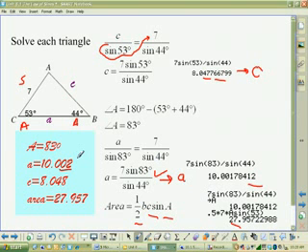Clear as mud? Most people who understand the law of sines find it very boring. I do too. It's just a lot of punching into the stupid calculator.